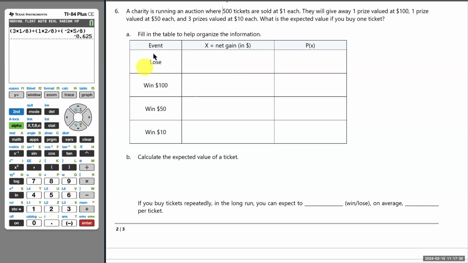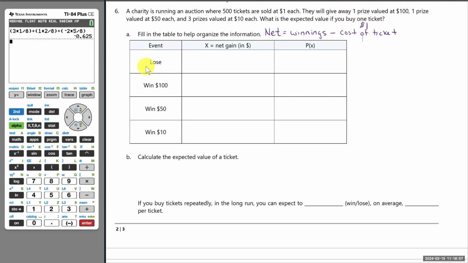All right, so in this case, I wrote lose first. We could write these in any order, but I've got my, you might lose, or you could win that 100 or the 50 or one of those 3 prizes that are $10. So let me go with the money here again first. So net gain, if you buy a ticket, you'll keep track of your winnings, but you do have to deduct the cost of your ticket. And in this case, the cost of that ticket was $1.